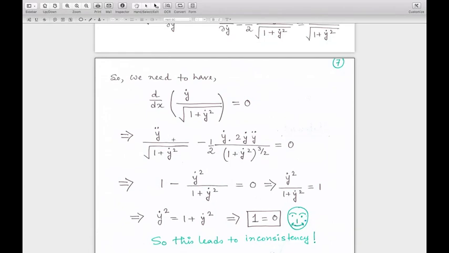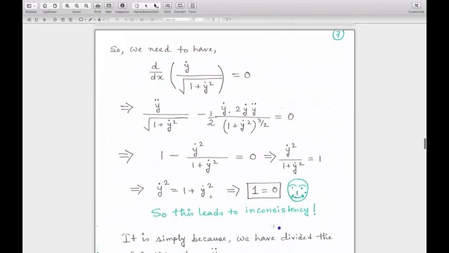Then you can take common the factor of y double dot by root over 1 plus y dot square, and then you divide the whole thing by this factor, and finally you will be left with 1 minus y dot square by 1 plus y dot square, which is equal to 0, and it simply gives you y dot square is equal to 1 plus y dot square. And what is that? You will have 1 is equal to 0, a new proof of 1 is equal to 0. Well, we all know that this is wrong. This is mathematically impossible, right?